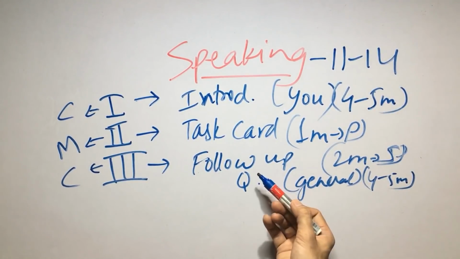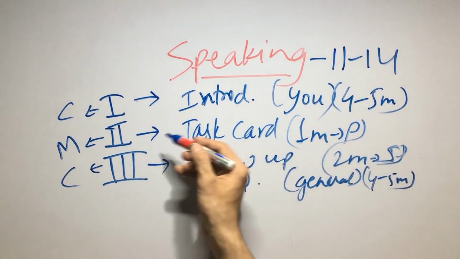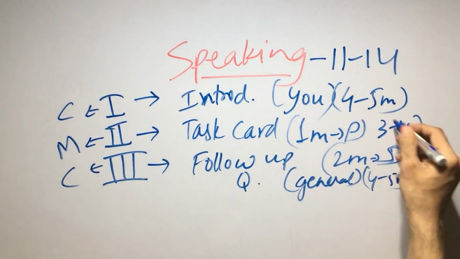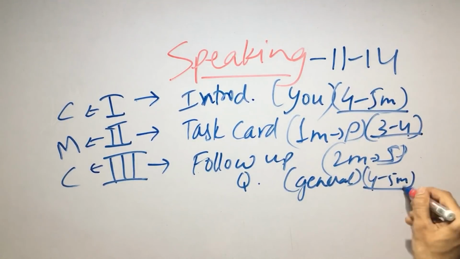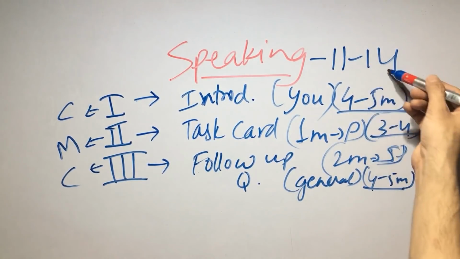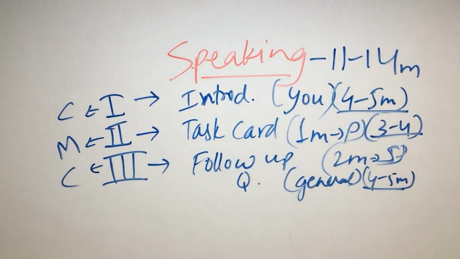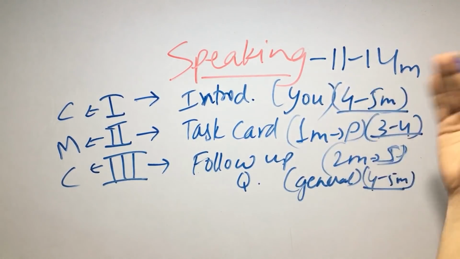So part 1 was 4 to 5 minutes, part 2 was 3 to 4 minutes in total, and part 3 is again 4 to 5 minutes. I'm underlining this to make it clear. If you add these, it will become an 11 to 14 minute total test. They cannot go below 11 minutes. They cannot go beyond 14 minutes.